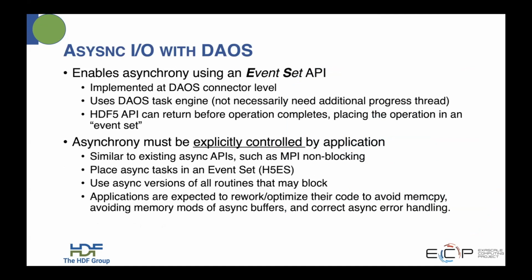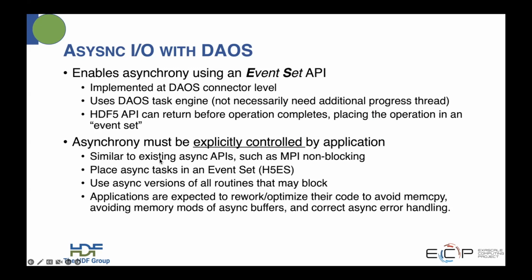One thing is, when you do async calls, you have an event set. The event sets are implemented at the DAOS level, and then it uses the DAOS task engine to schedule those event sets. So you call the API and then it returns before the operation completes, and that operation gets set to an event set ID.